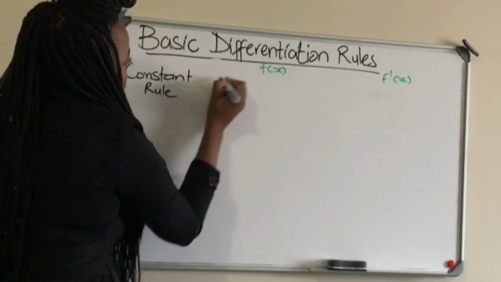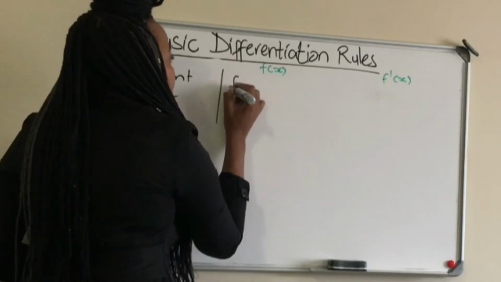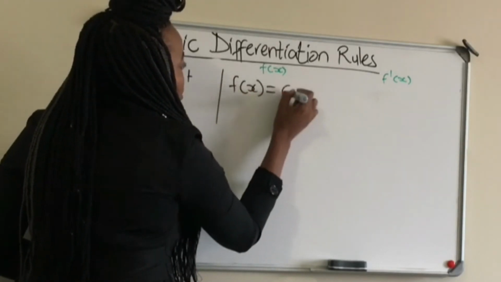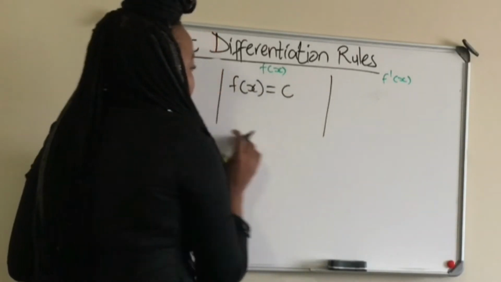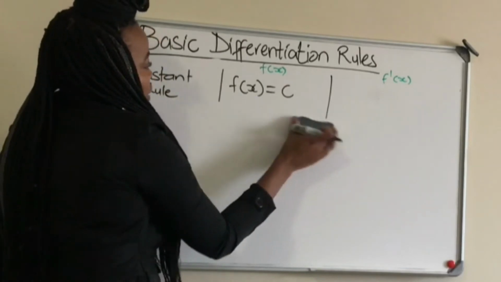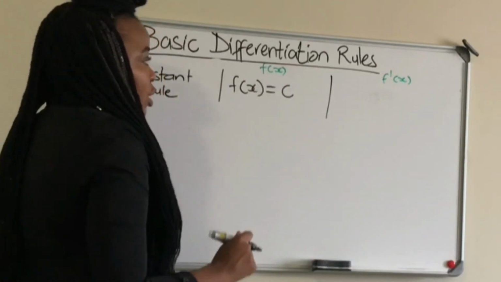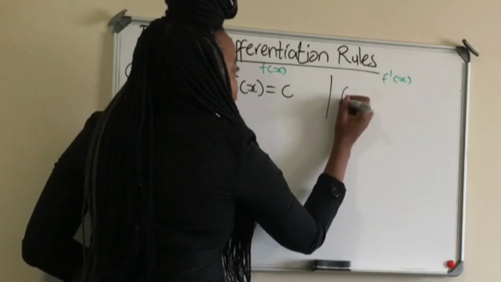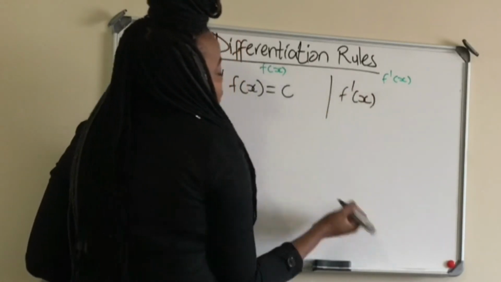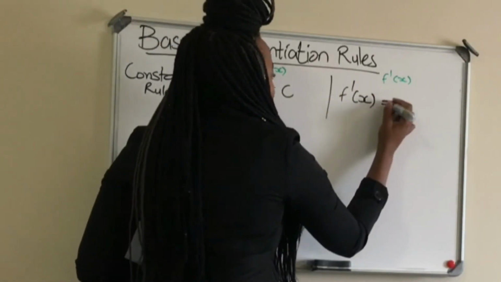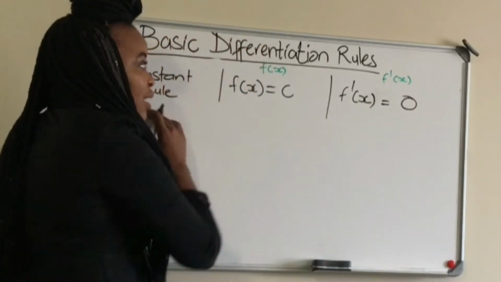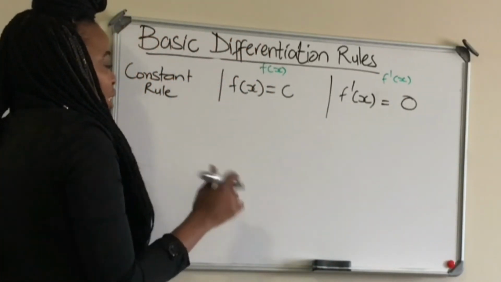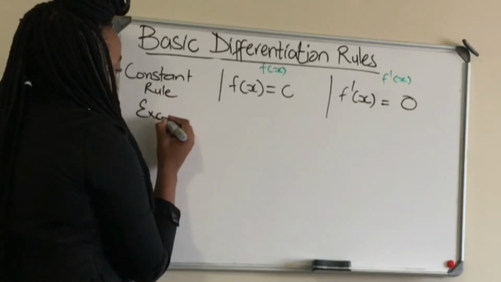The constant rule: your original function will look like f of x is equal to c, meaning c is just any constant, any number. Then the derivative f prime of x is going to be equal to 0 always. That's our law. Now to understand this, we can look at an example.